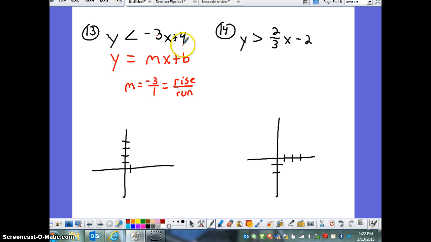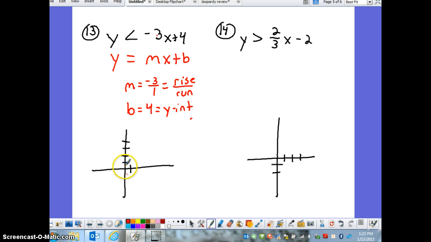The b is your 4, so b is equal to 4, and you have to remember that that is your y-intercept. That's where you start, so you're going to apply your 4. I already set up my graphs for this, so I plot my 4, going up 4 on my y-axis. My slope is negative 3 over 1, so again, going down 1, 2, 3 to the right 1.